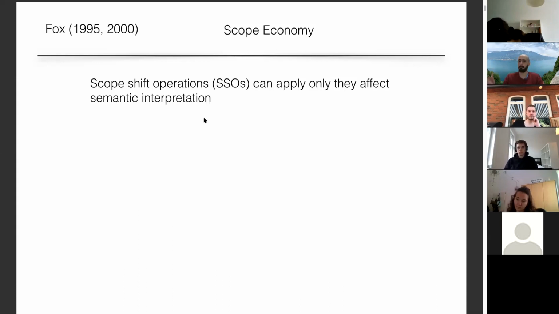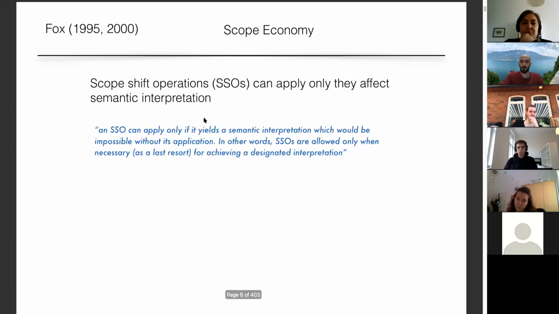Avoid vacuity. All right, so his very definition is that scope shift can only apply if it yields a semantic interpretation which would be impossible without its application, right? So in other words, scope shift is allowed only when it's necessary. It's the last resort for achieving a designated interpretation, okay?